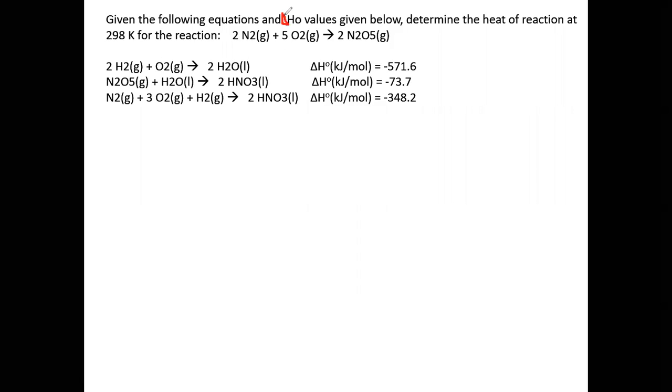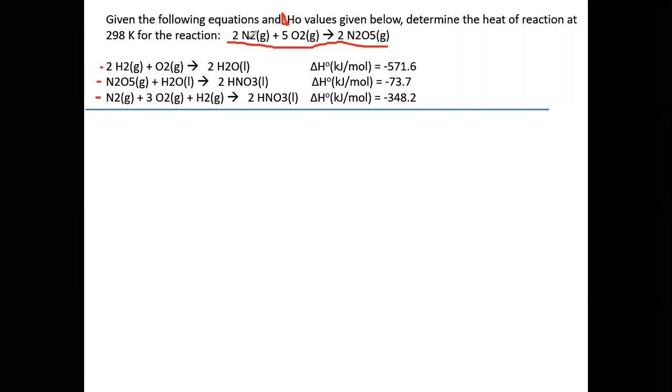So there are many different ways to approach this. I'm going to approach it one way, but if you did it a different way and we come to the same conclusion, no problem. So what I like to do first is, in the equations given to us, we want to make sure that in the equation we want, the reactant or product is on the correct side. So what do I mean by that?